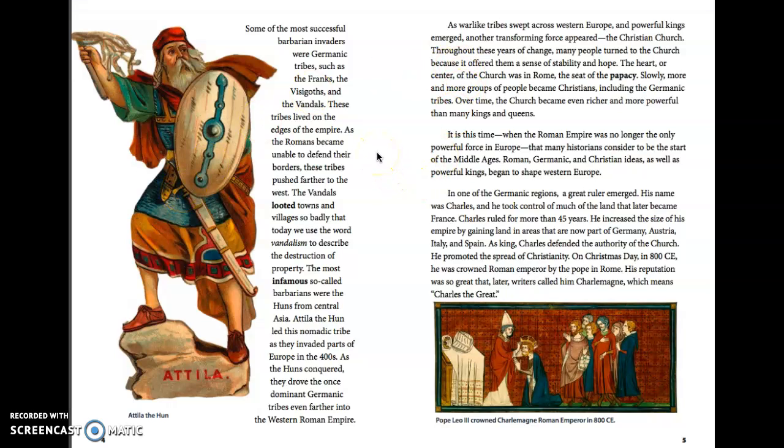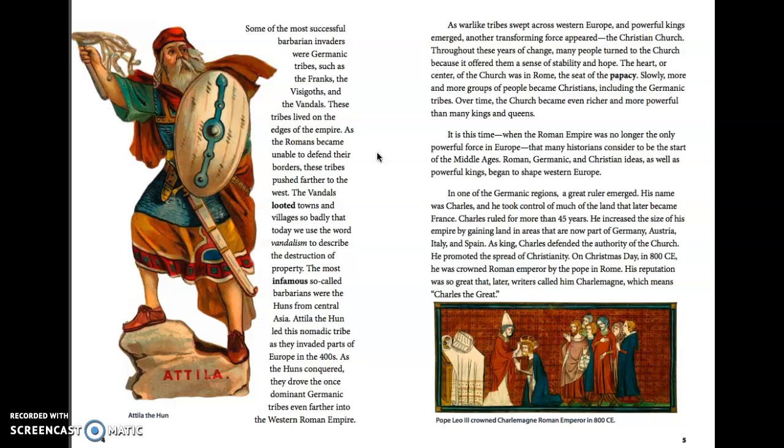As warlike tribes swept across Western Europe and powerful kings emerged, another transforming force appeared, the Christian Church. Throughout these years of change, many people turned to the church because it offered them a sense of stability and hope. The heart or center of the church was in Rome, the seat of the papacy. Slowly, more and more groups of people became Christians, including the Germanic tribes. Over time, the church became even richer and more powerful than many kings and queens.